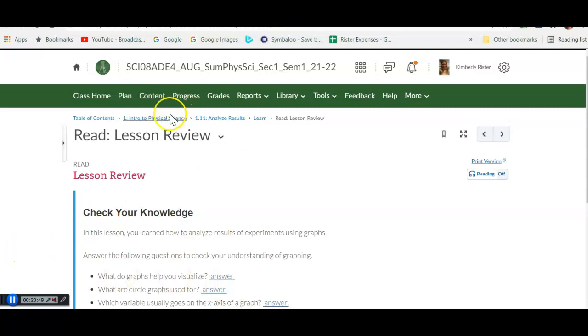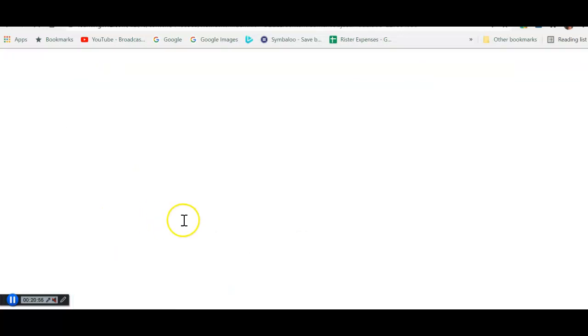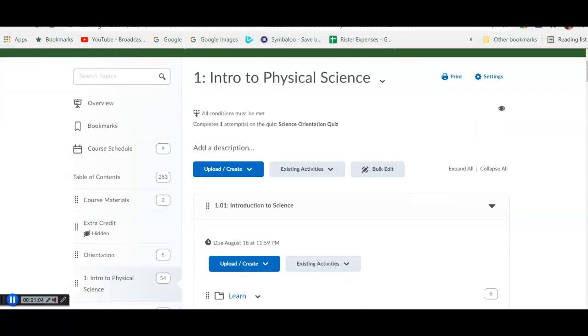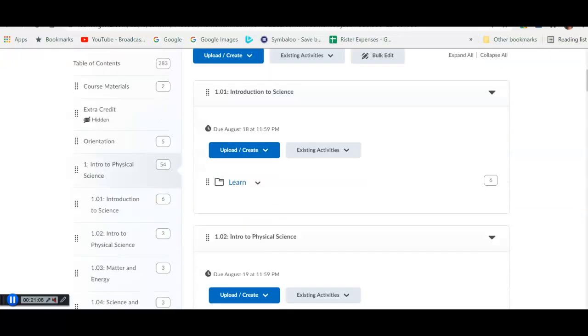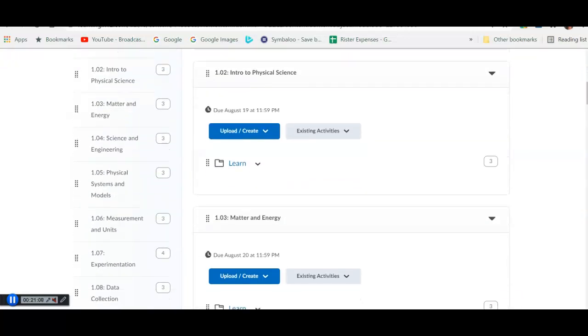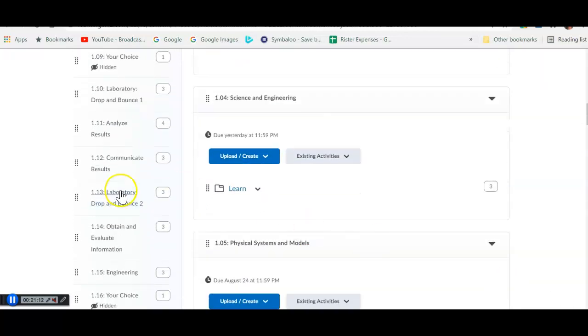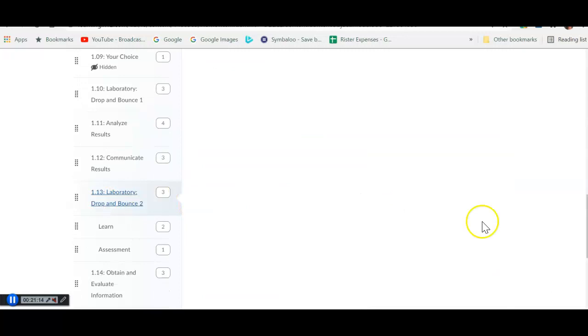So the next thing I want to look at with you really quickly is just what it's asking you to do in the lab report. So when you go through 1.11, it tells you how to analyze your results. It also works with you on making a graph and maybe even looking through your data table to make sure that's correct. So to complete the lab and submit the lab, that's actually done in 1.13.